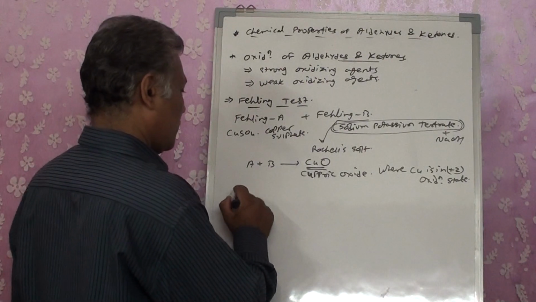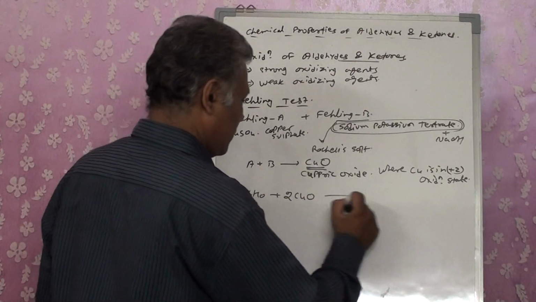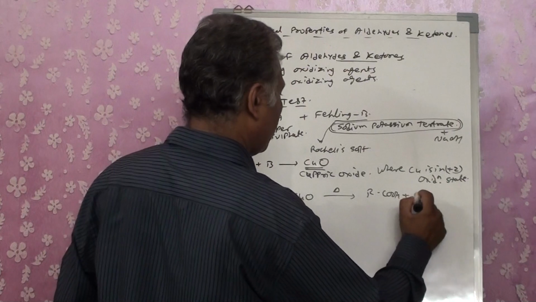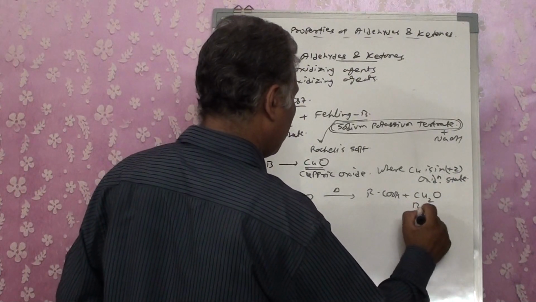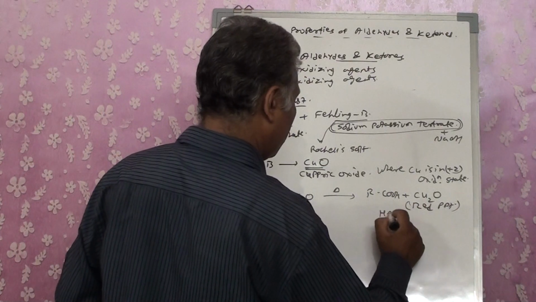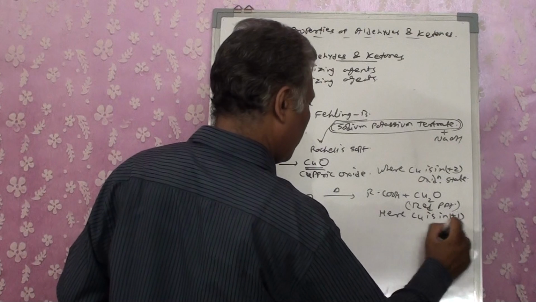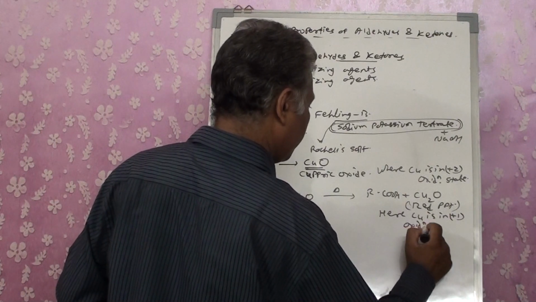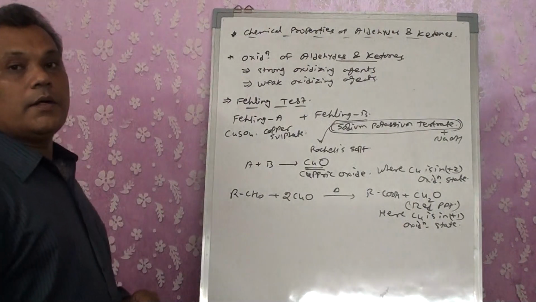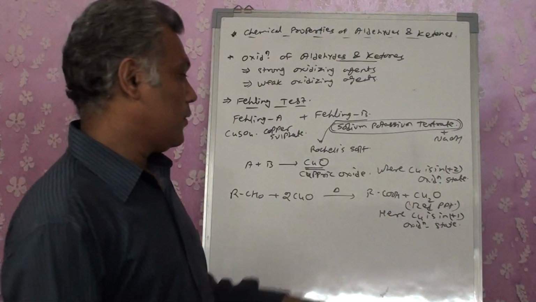This component reacts with aldehyde. On heating, the aldehyde gets converted into COOH, plus Cu2O, which produces a red precipitate. Here Cu is in +1 oxidation state. Right? It produces cuprous oxide, a red precipitate.